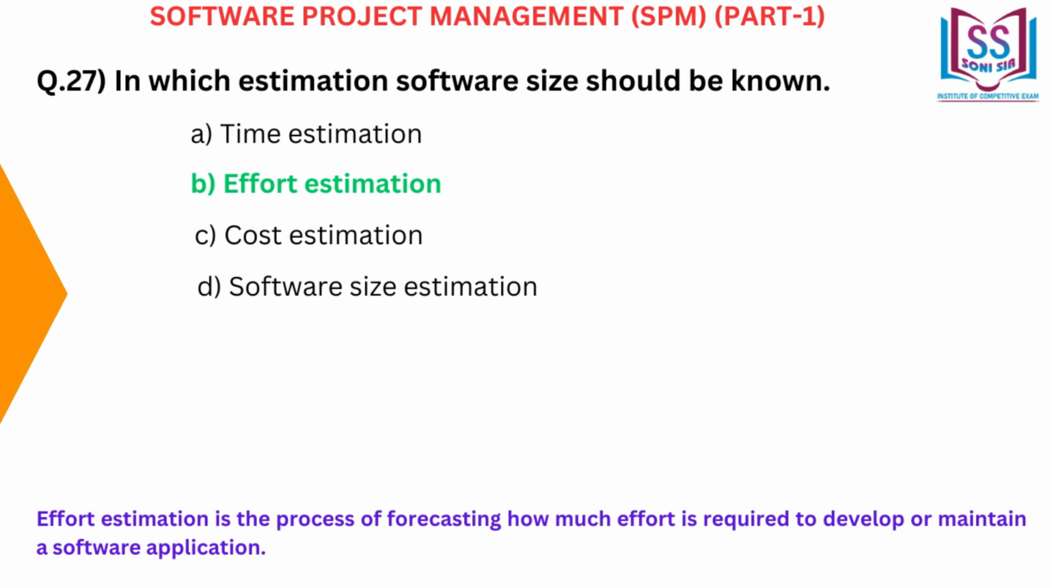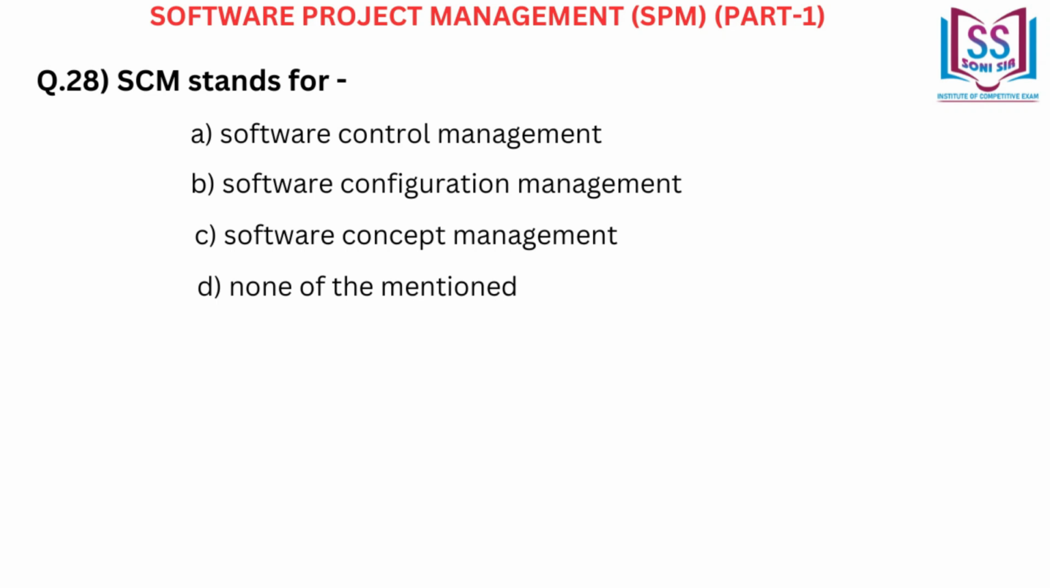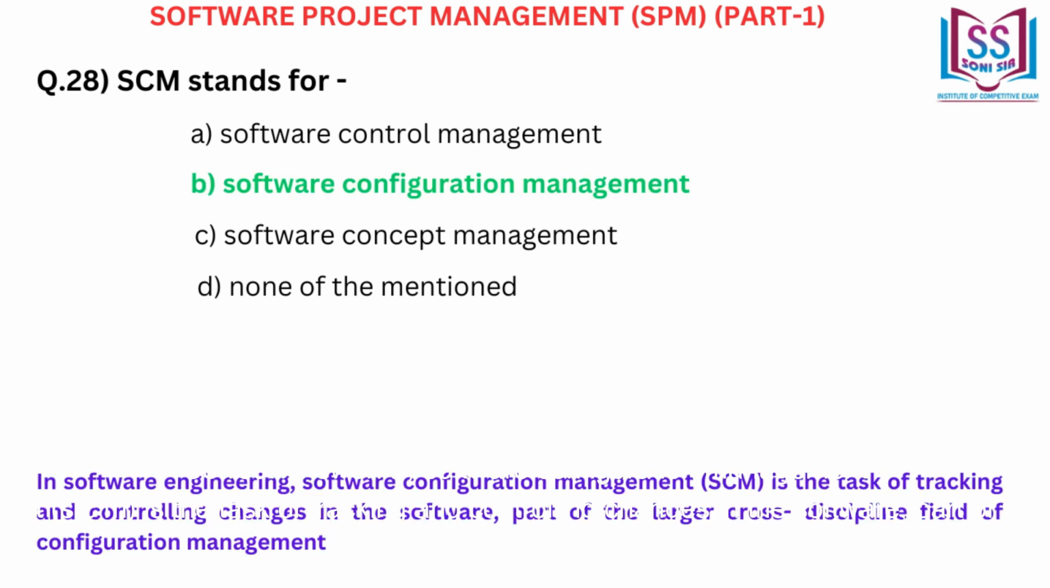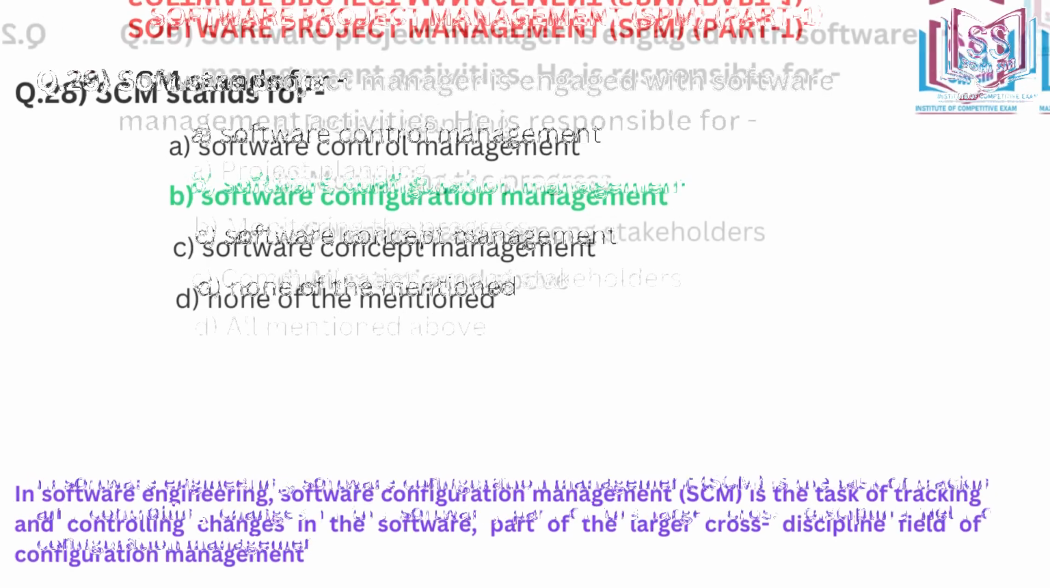SCM stands for A. Software Control Management, B. Software Configuration Management, C. Software Concept Management, D. None of the mentioned. Correct answer B. Software Configuration Management. In software engineering, software configuration management (SCM) is the task of tracking and controlling changes in the software, part of the larger cross-discipline field of configuration management.